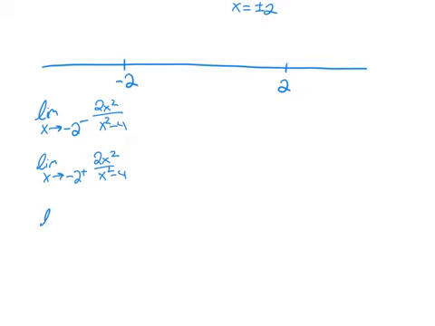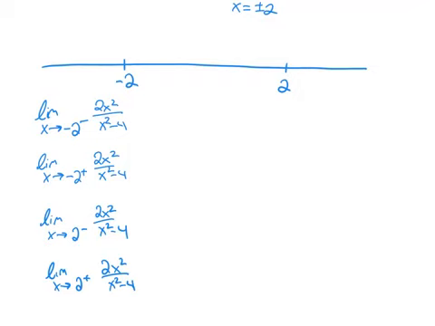I'm going to calculate the limit as x approaches positive 2 from the negative side. Okay, so that's approaching positive 2 from the left. And I'm going to calculate the limit as x approaches positive 2 from the positive side of 2x squared over x squared minus 4. So again, that's approaching positive 2 from the right, coming in like this.